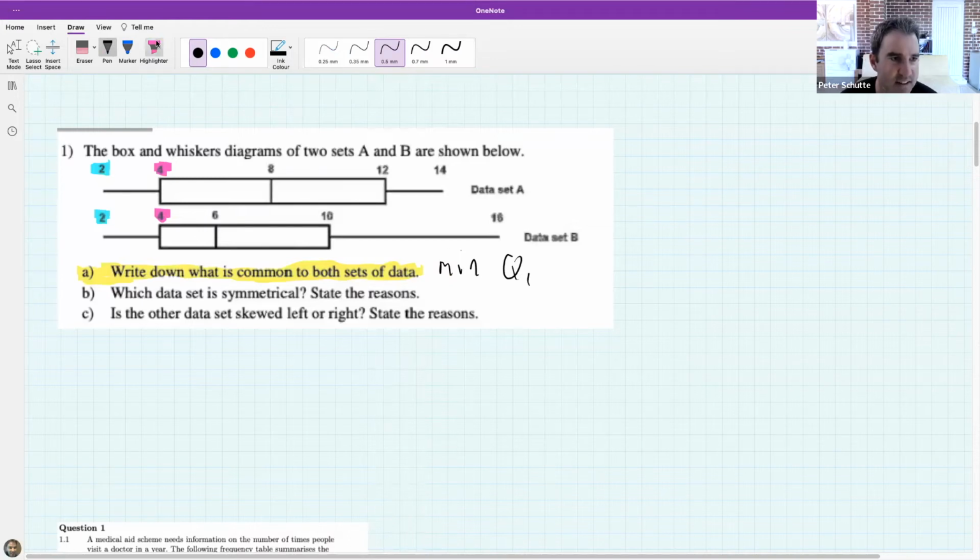Which data set is symmetrical? So now I want you to answer this question. Which data set is symmetrical? State the reasons. There's two data sets. There's set A and set B. Which data set is symmetrical?